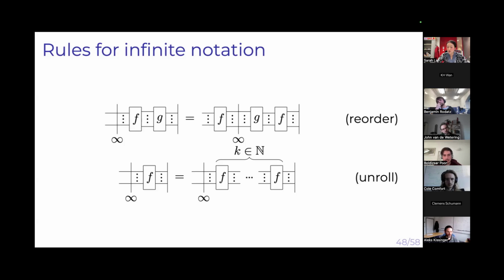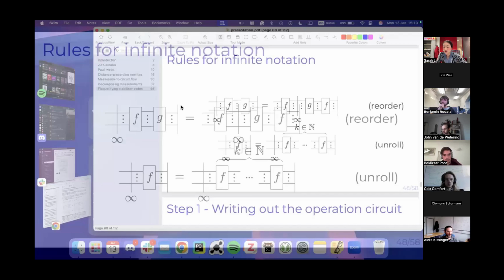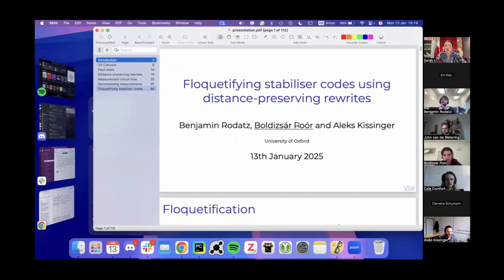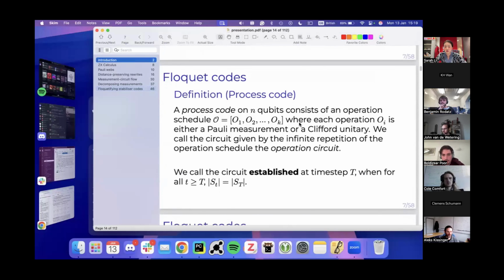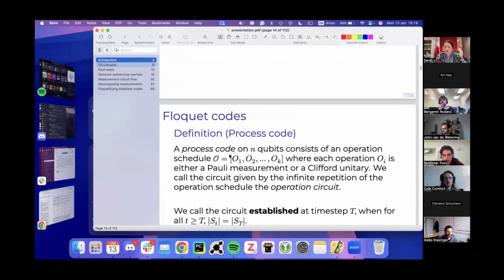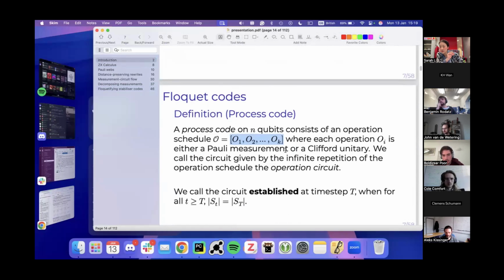Does that make sense? Sorry, I didn't understand the order. Do you mean if you... So my understanding of what you were asking is what happens in the process code when you rearrange these. Yeah, or you take the product of some of them.